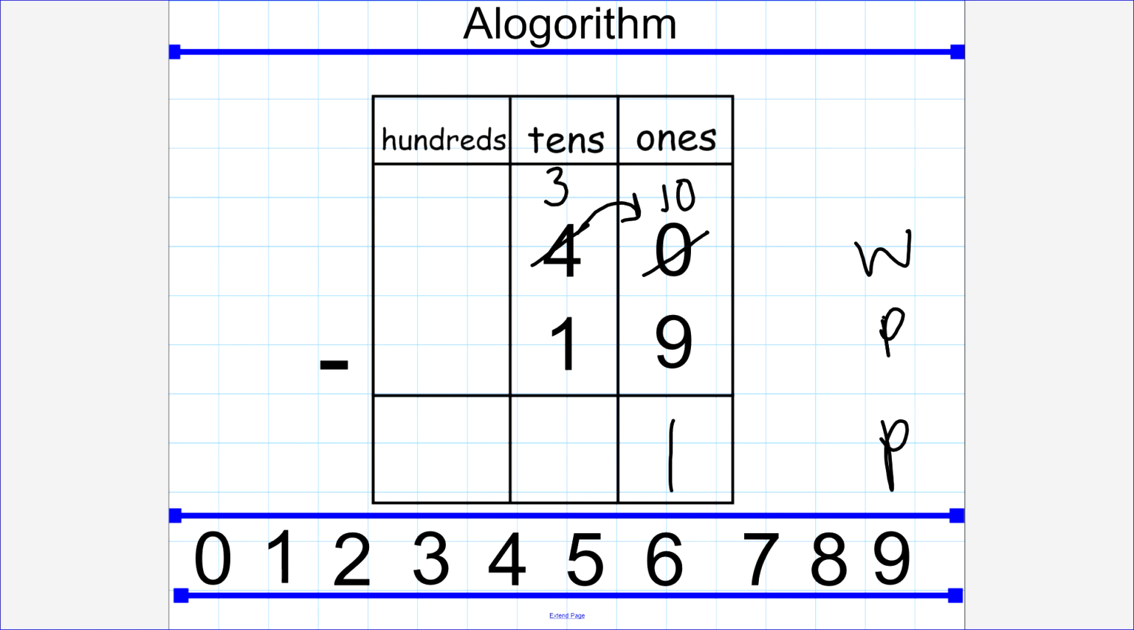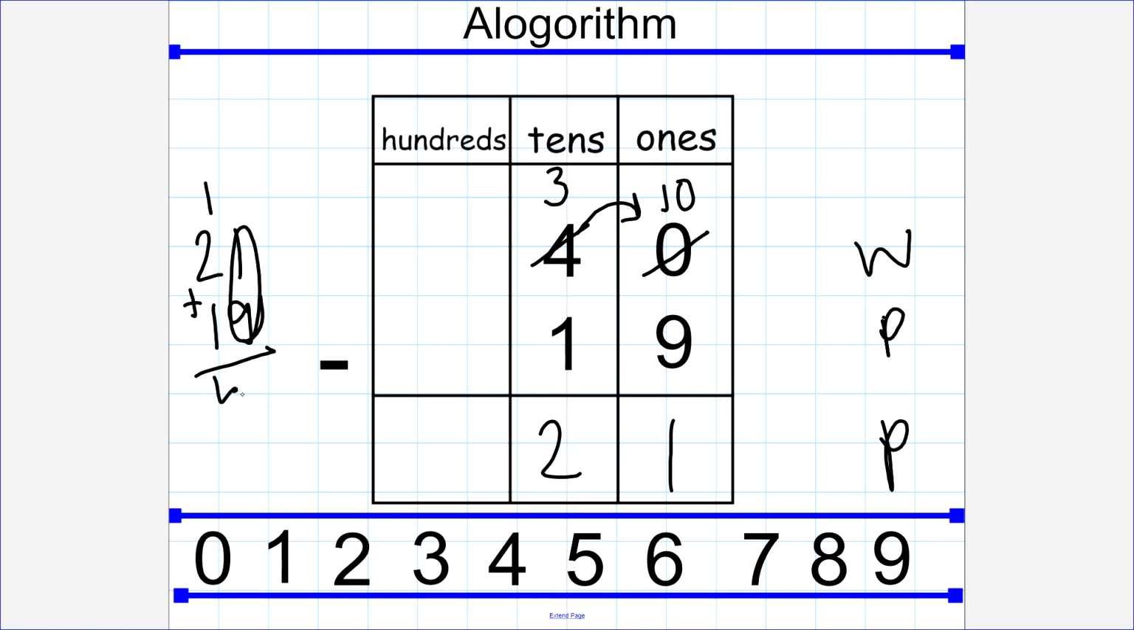Now look at the tens place. Our whole is 3 and our part is 1, so we can subtract. Think, what is 3 minus 1? Yes, 3 minus 1 is 2. So our final answer for 40 minus 19 is 21. Remember, you could check your answer by adding the parts back together, 21 plus 19. If our answer 21 was the correct answer, these two parts will equal our whole, 40.